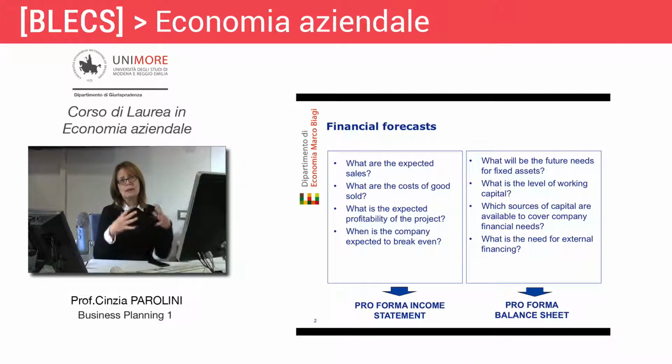And that means that this table enables us to answer questions such as: what will be the future need for fixed assets? How much money do we need to finance fixed assets? What is the level of the working capital? Inventory, accounts payable, accounts receivable? Which sources of capital are available to cover the company's financial needs? Bank overdraft, mortgages, equity, and what is the need for external financing? How much money do I have to ask of external investors or banks?